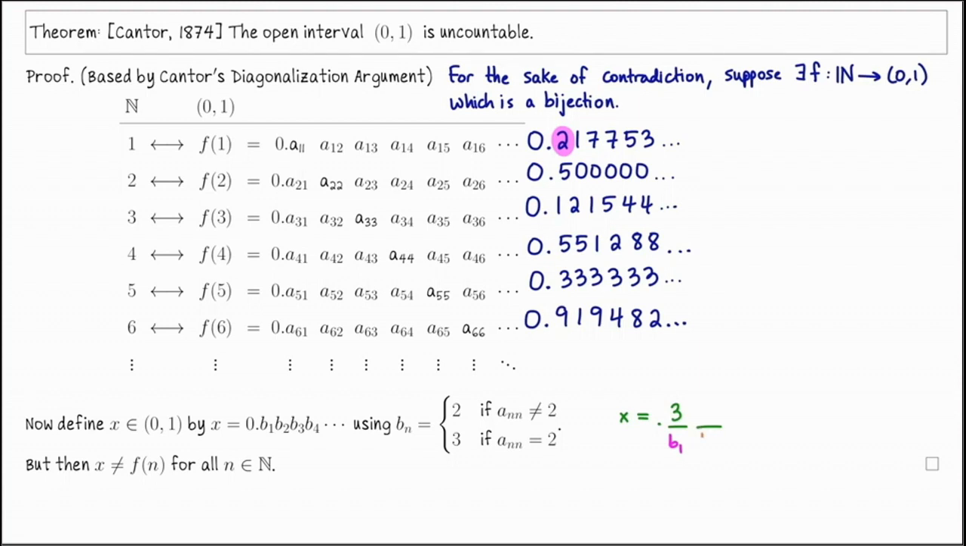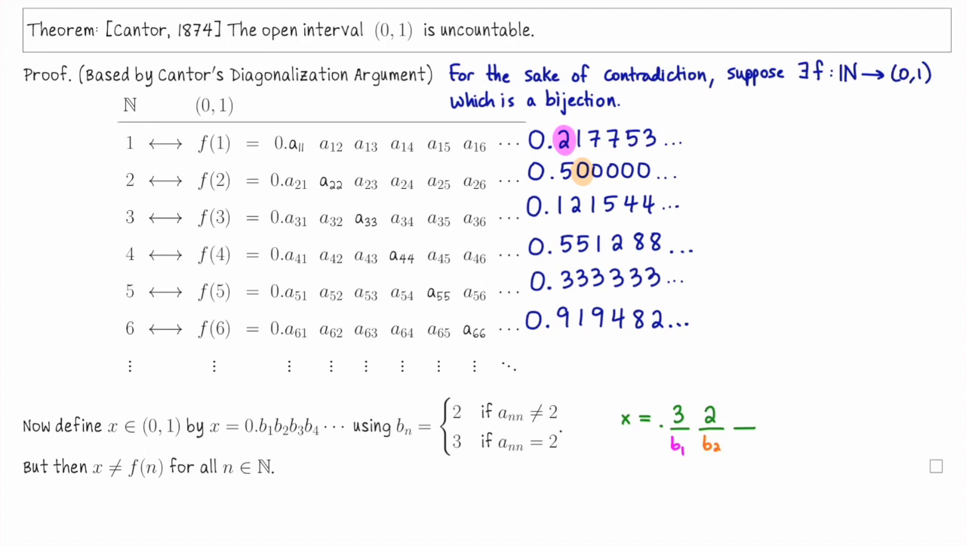Okay, what about B2? For this, what we're going to do is come to the second digit of the second decimal. That is not 2. Therefore, I make B2 2. In this case, I'm following the first line in the definition of this piecewise creation. Now for B3, we come to the third digit of the third number. That is the number 1, which is not equal to 2. Therefore, the third digit of x is 2. Again, that follows the first line.